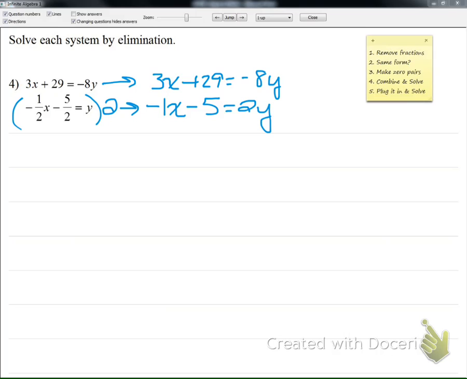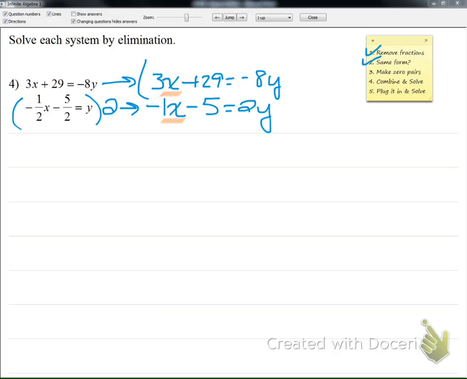Alright, and then I noticed that I've removed the fraction, but then I asked myself, are they in the same form? Well, let's take a look at this. Our x's are above our x's. Yes, they are in the same form, because the x terms are above each other, the constants are above each other, the equal sign's in the same spot, and the y's are above each other. Even though they're kind of backwards from slope-intercept form, and normally we put our y in front, they are still in the same form. So we can go ahead and start making our zero pairs.